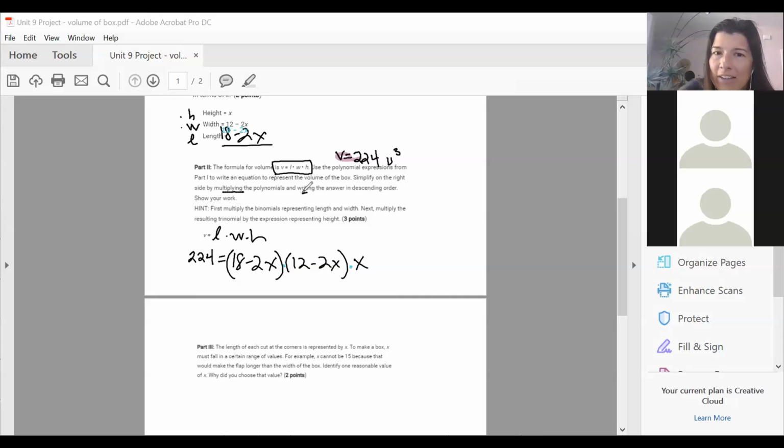We're going to write our final answer in descending order, which we talked about last week. And then you can do those two with the FOIL method, right? Perfect. Because we have a binomial times a binomial, we can do FOIL for those two. So go ahead and do FOIL for those first two terms. First, inner, outer, last.